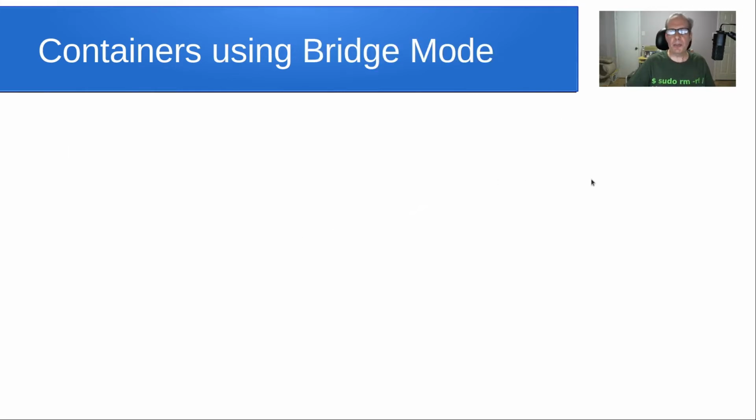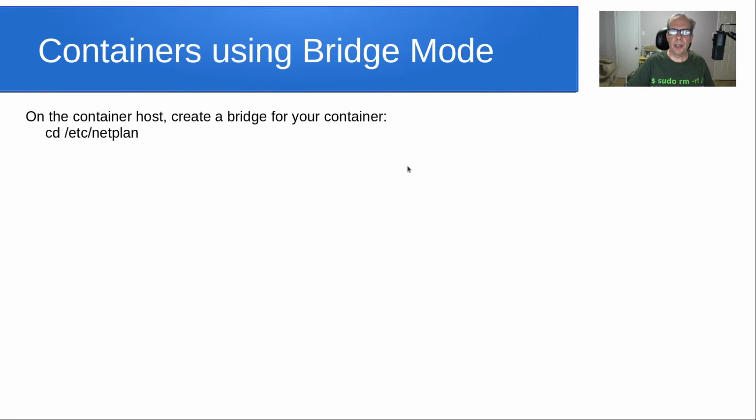Then we have containers using bridge mode. On the container host, you can create a bridge for your container. The way we do that is we're going to cd, on the actual container host, the host that's going to run LXC or, say, would run Docker, into /etc/netplan. Then you're going to edit the YAML file that's out there. There may not be one, or it may have a different name.